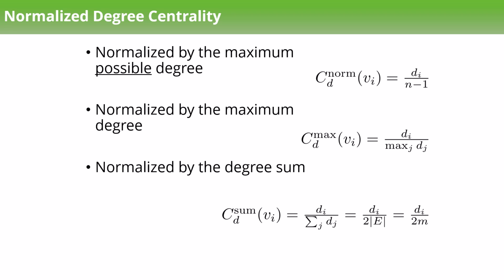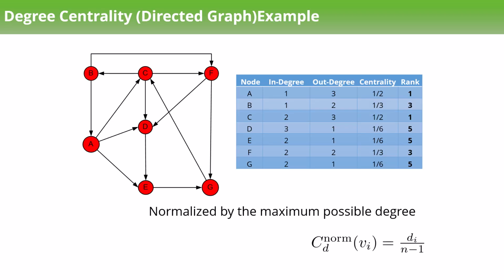Now the normalized degree centrality. Raw degree tells us the number of connections, but sometimes we want a value between 0 and 1, so that different networks can be compared. We use three ways: maximum possible degree, maximum degree, and normalized degree sum. These are the formulas. di is the degree, di divided by n minus 1 is the normalized degree, di divided by max degree is the max degree normalization, and di divided by the sum is the third. The maximum possible degree is n minus 1.